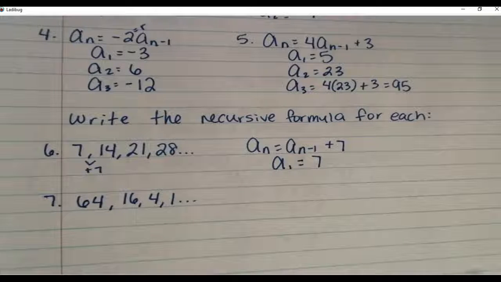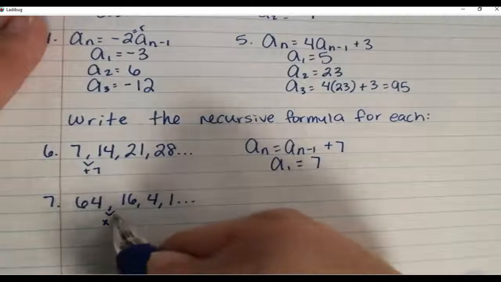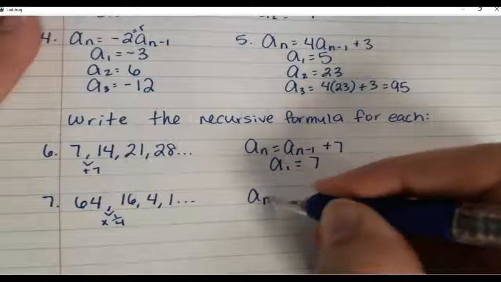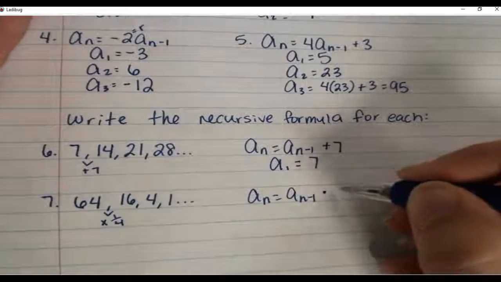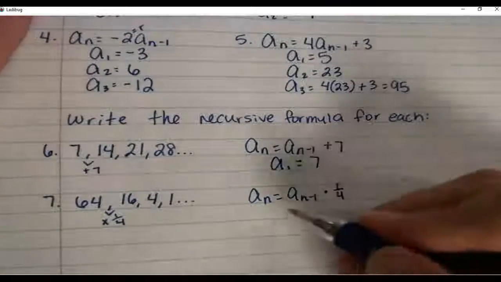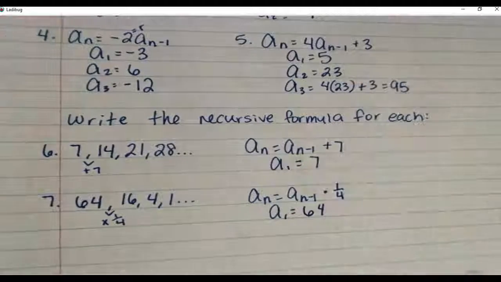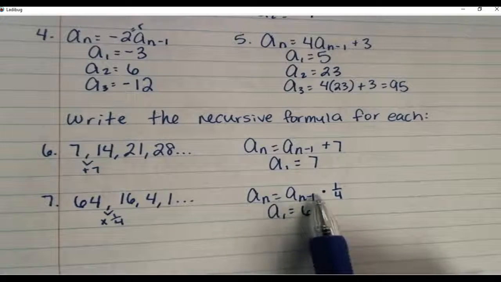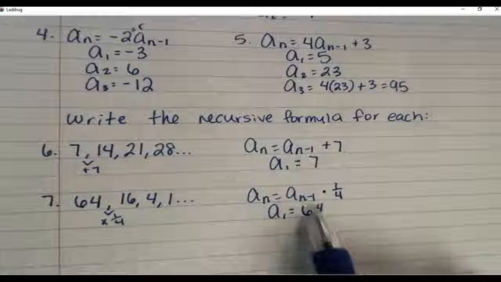So what's happening each time on this? So it's dividing by 4, which is the same thing as multiplying by 1/4. Very good. So again, an equals an minus 1. What's happening? Well, we're multiplying by 1/4. And my a1 equals what? Good, 64. That's it. So the first three things, an equals an minus 1, a1 equals, those are always the same. And then you just say, what's happening? Where we start.